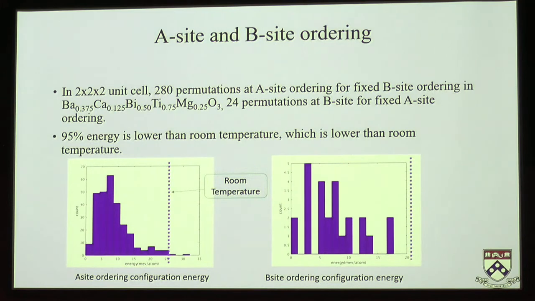So we did DFT calculations in a 2x2x2 supercell. For fixed B-site configurations, there are 280 permutations, and we calculated the configuration energy of those configurations. We found that 95% of the energies are lower than the room temperature energy, which means that if you do experiments at room temperature, you are sampling nearly all the configurations. And it's similar to the B-site configurations.